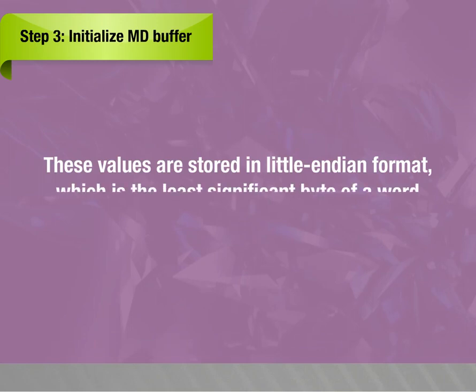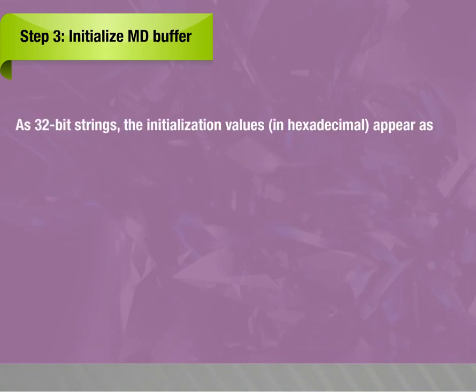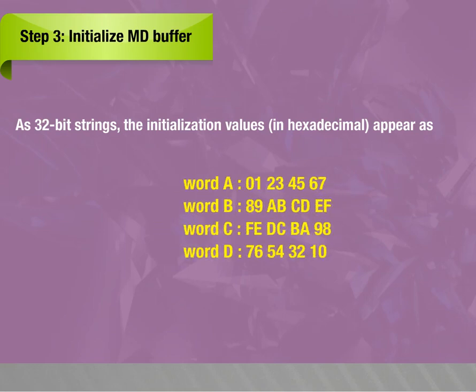These values are stored in little endian format, which is the least significant byte of a word in the low address byte position. As 32-bit strings, the initialization values, in hexadecimal, appear as word A 01234567, word B 89ABCDEF, word C FEDCBA98, word D 76543210.